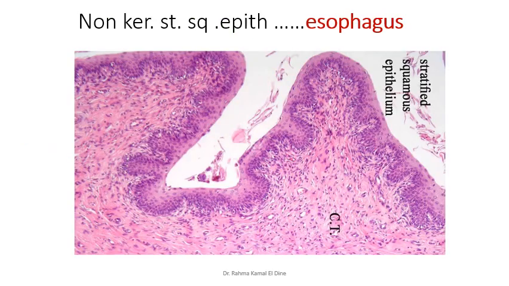Again, this is the non-keratinized stratified squamous epithelium. From where do you know? Clear, wavy basement membrane, more than one layer of nuclei. The first one is oval, then rounded, then flat. So I'm going to think it is the esophagus.